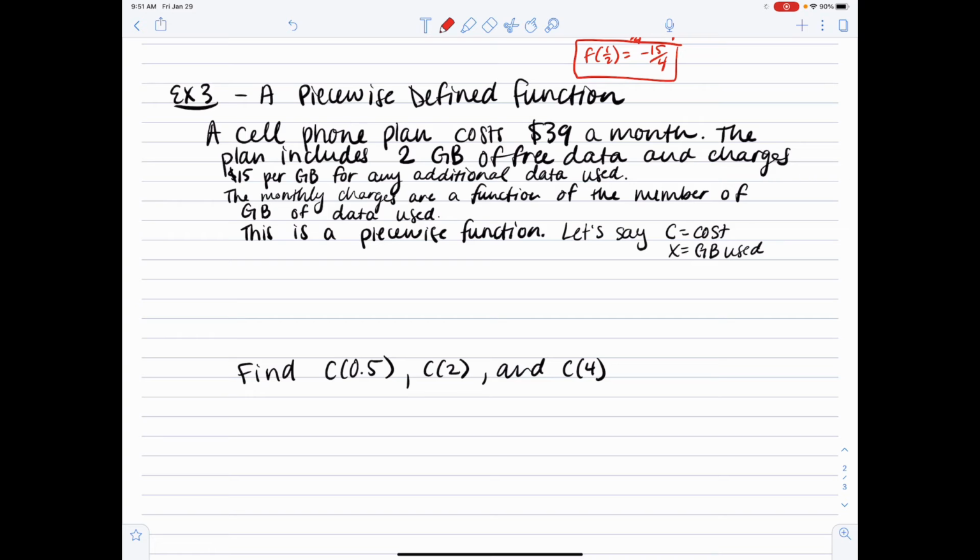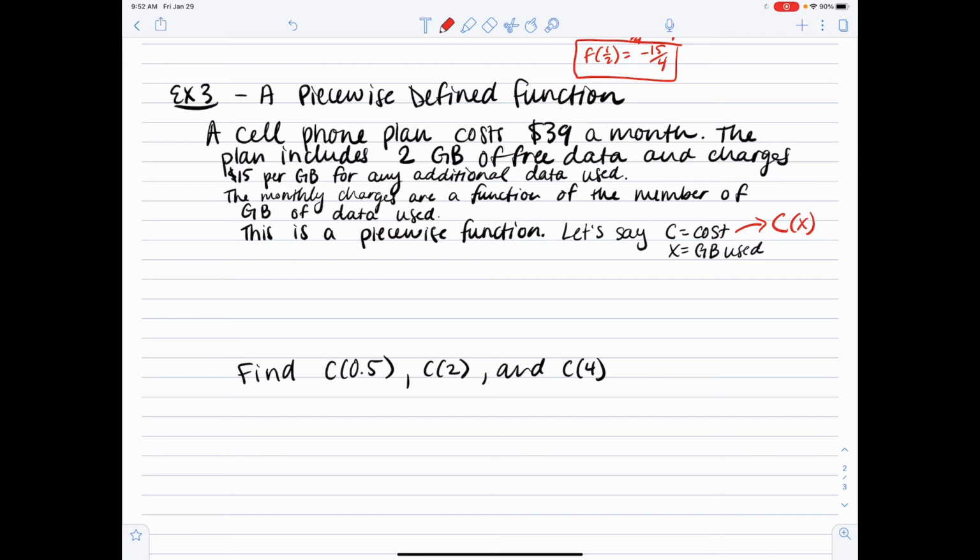So this is a piecewise function. Cost is dependent on gigabytes used. So we're making cost the function, the output, and the gigabytes used is x. So our answer is going to be C of x, right? Every time you change x, your cost changes. Okay, so we actually need to write this function out.